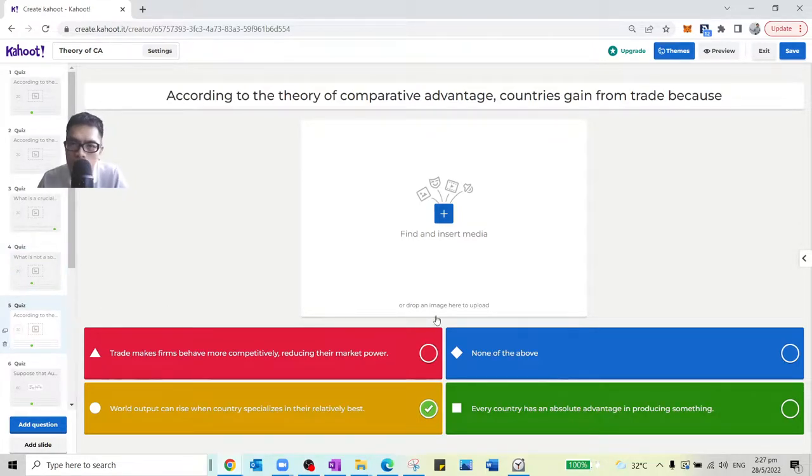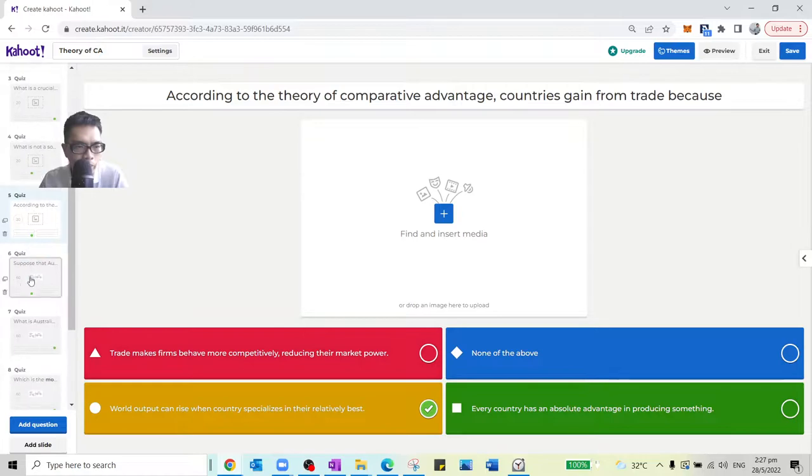According to theory of CA, countries can gain from trade because world output can rise when countries specialize in their relative best. The rest has nothing to do with theory of CA, although in theory it could work. The green one tells us that if a country has absolute advantage, then there is no basis of trade. So nothing to do with comparative advantage and op cost again. Clear?